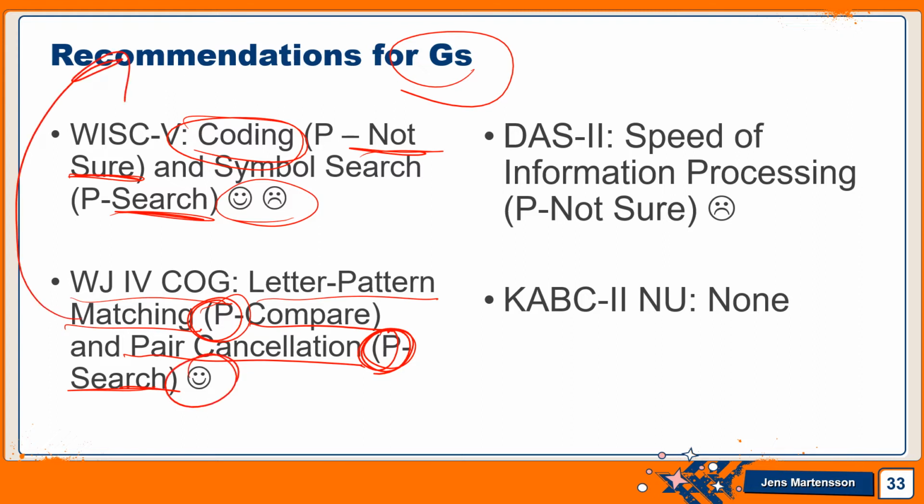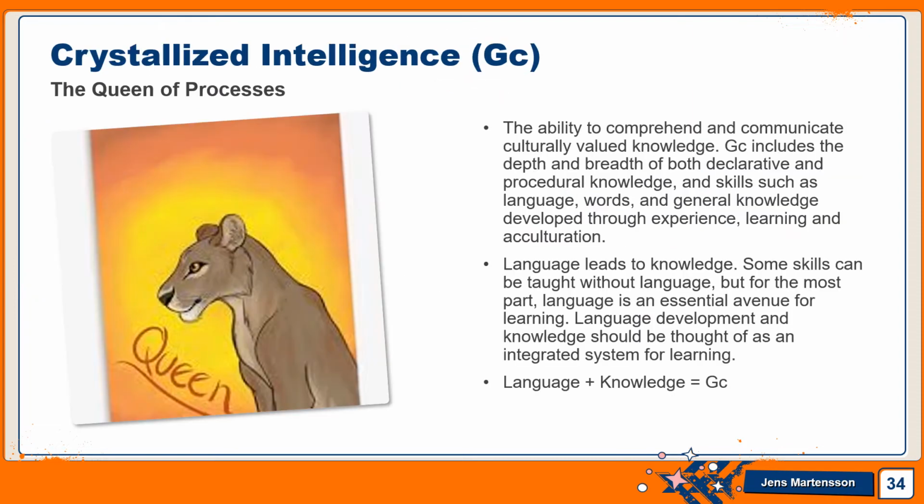The DOS has speed of information processing, I don't know what it is, and the KBC has nothing. So really your best option here is the WJ-COG, possibly the WISC. Then we get to GC, the queen of process. Remember GF was the king, GC is the queen.